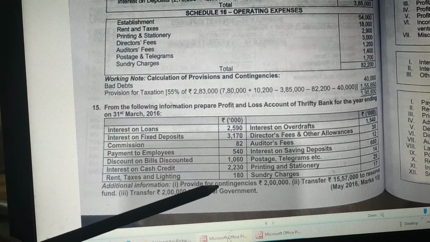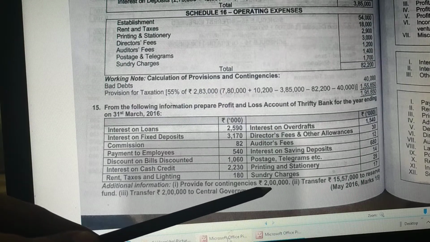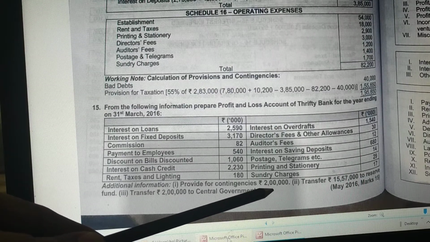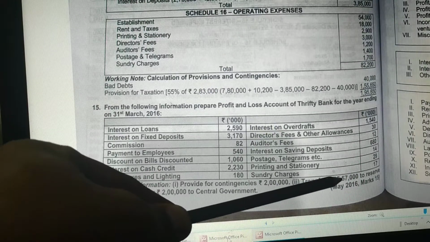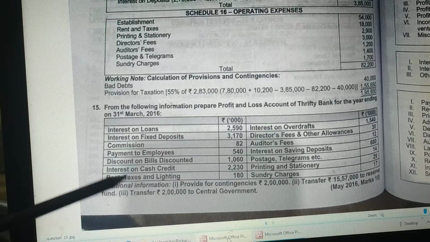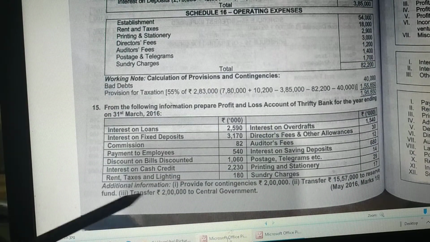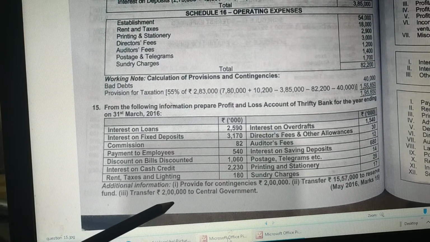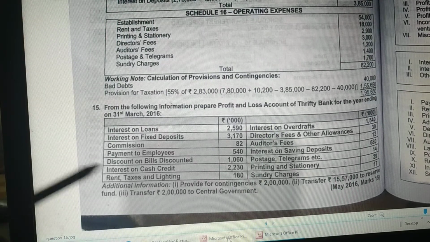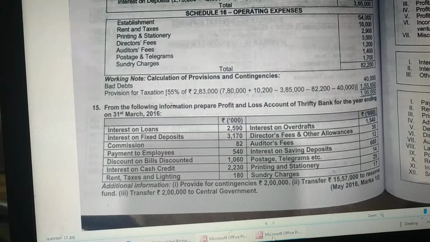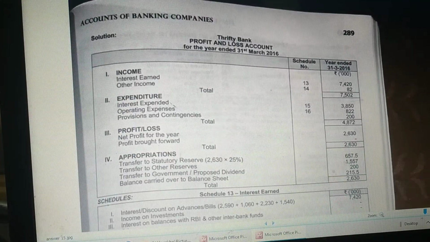If you look at provide for contingency, provision for contingency, 2 lakh rupees is already given, you have to give it. Transfer of 15,57,000 to reserve fund, it will come into appropriation. Transfer of 2 lakh to central government, again it is into appropriation. So if we look at the answer of this, it looks like this.